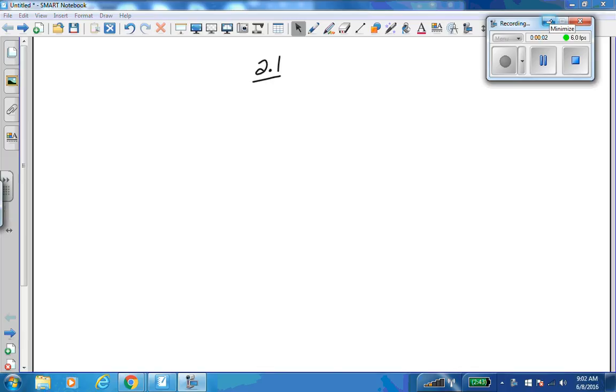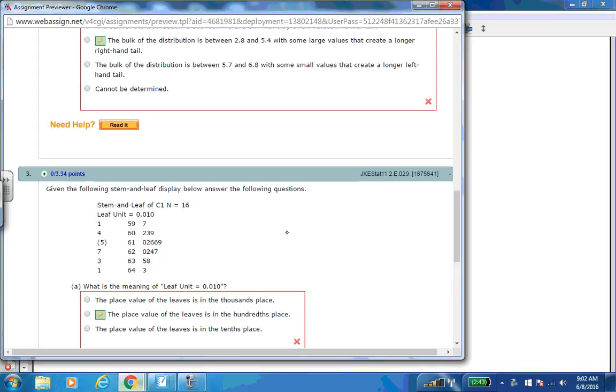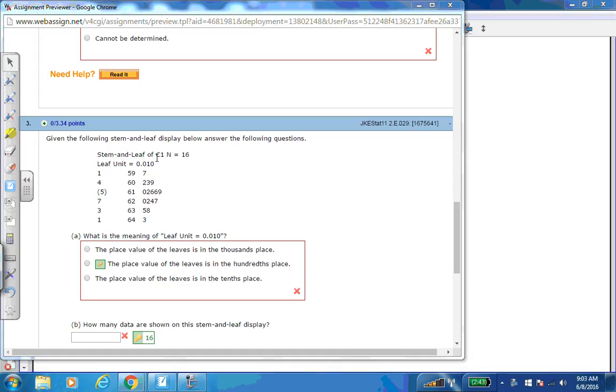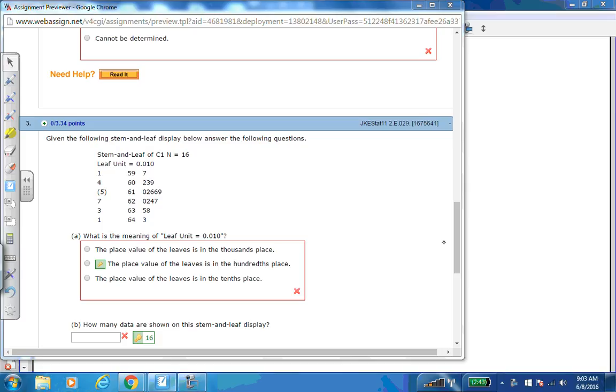Let's begin by taking a look at a problem out of 2.1 from homework. Let's look at number 3. It gives us a stem and leaf display, and I'm going to copy this information over. It tells us a little bit of information at the top to begin with.